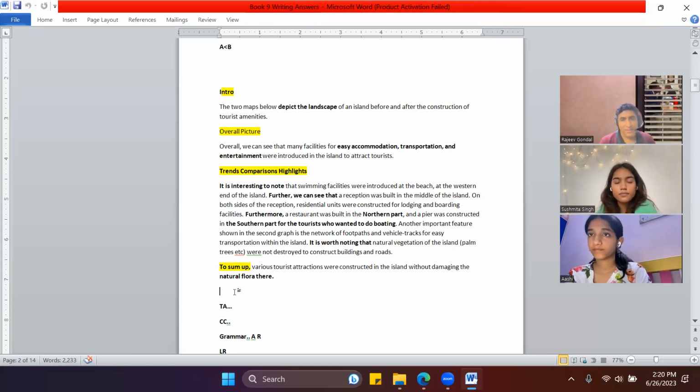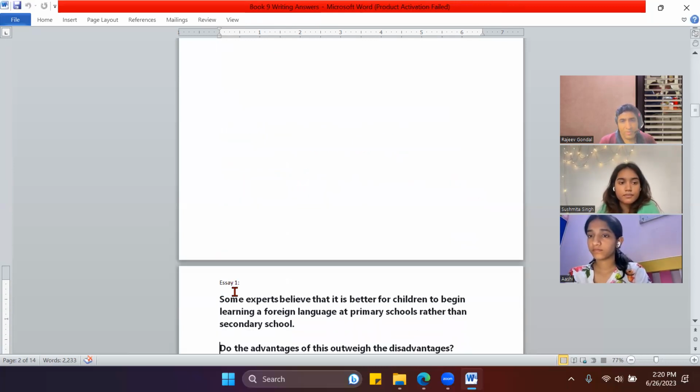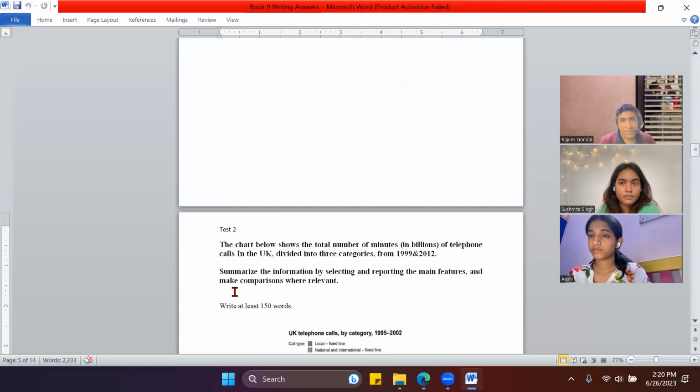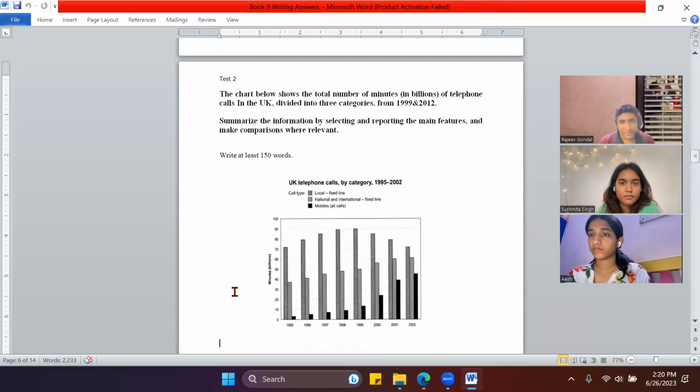So that's it, right? Now let's move on to the next question in the same book. Now see, this is a bar graph. We have seen this bar graph one before as well. Today the same question was there.